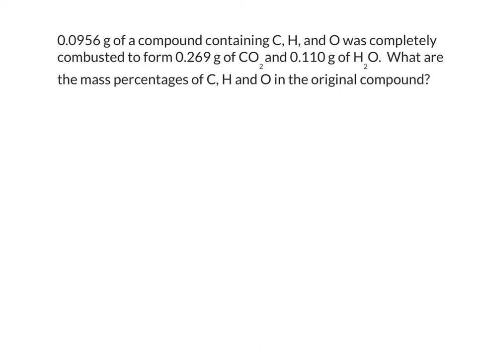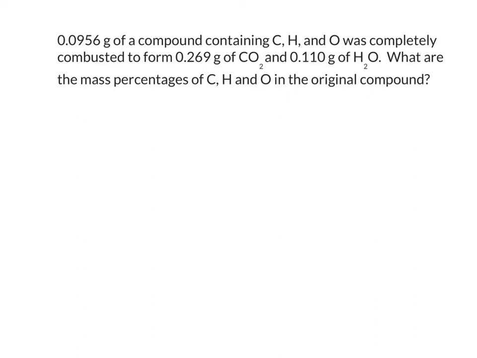Let's see how this works by doing the following problem. If we start with 0.0956 grams of a compound that contains carbon, hydrogen, and oxygen, and we completely burn it, or combust it, to form CO2 and water, and we measure the mass of the CO2 and the water that we produce, we want to know what are the mass percentages of carbon, hydrogen, and oxygen in the original compound.